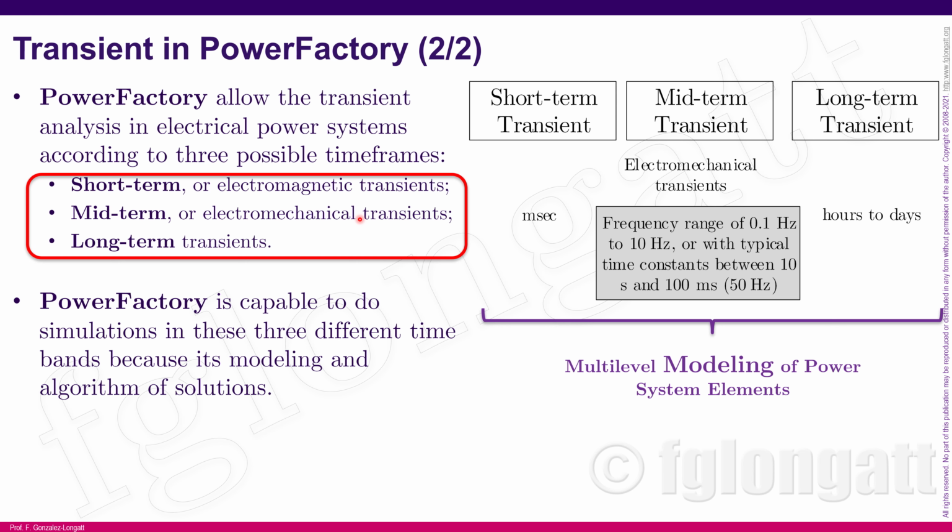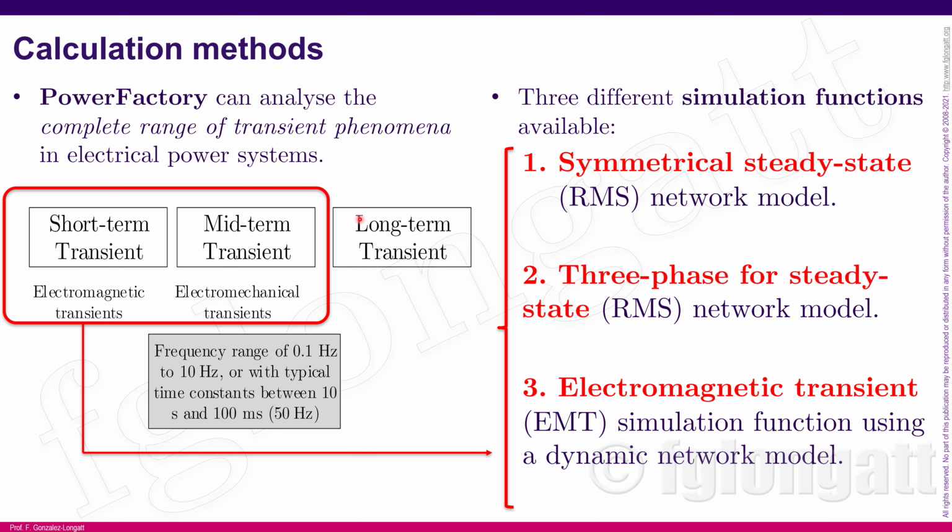Well, Power Factory is able to run simulations in the 3 different time scales, short-term, mid-term, and long-term. However, in this course, I will be focusing specifically on mid-term transients, okay? Specifically on electromechanical transients, okay? If we are talking about this kind of mid-term, short-term simulations, Power Factory is equipped with several calculation methods, okay? The calculation methods that Power Factory is able to use are basically 3 types of simulation functions, okay? All of them are inside the short term and the mid term, okay?